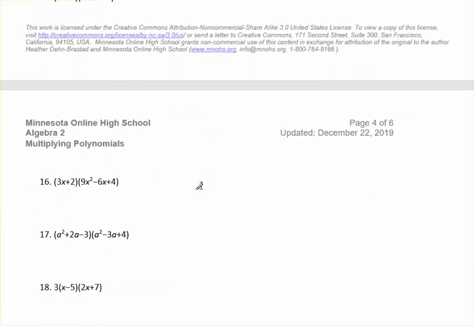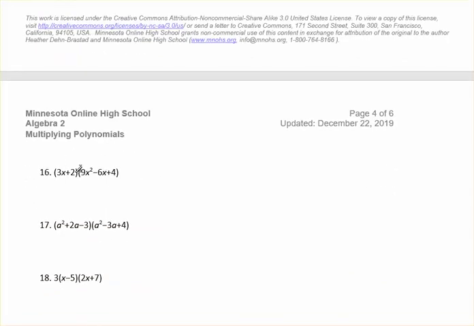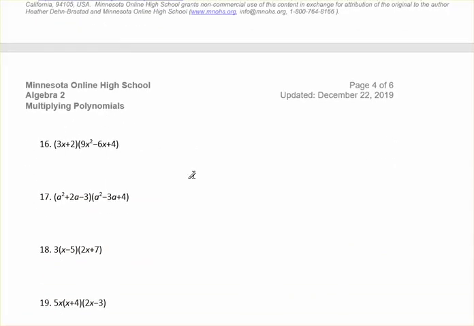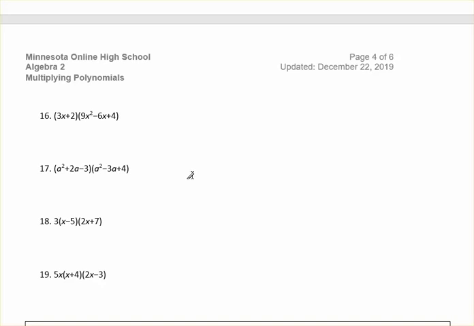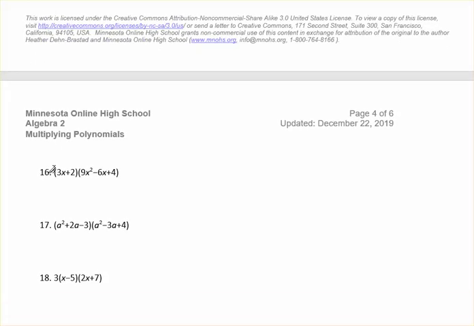Now, when you have more than 2 terms in either one of your parentheses, you can't use FOIL. There's too many terms. These are much easier to keep track of, something like 15, 16, 17, if you use the table method. Otherwise, you have to do distributive property lots of times. Let me do a table method for 17.